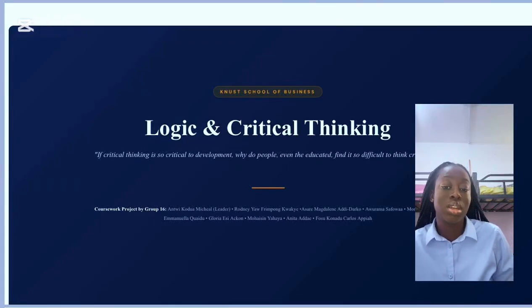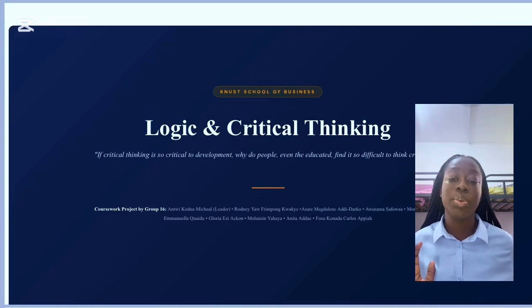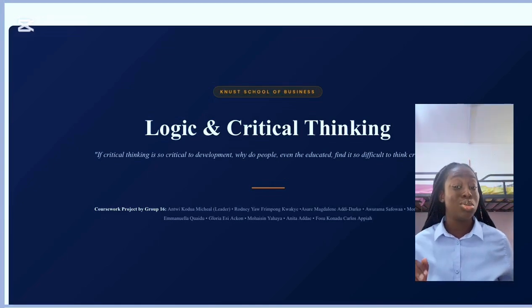We are group 16 and we are going to present on the topic: if critical thinking is so critical to development, why do people, even the educated, find it so difficult to think critically?